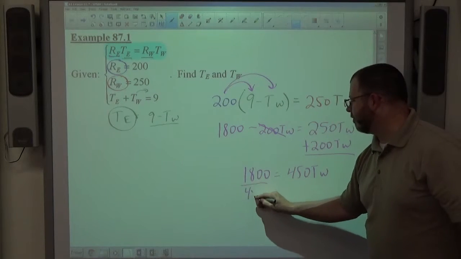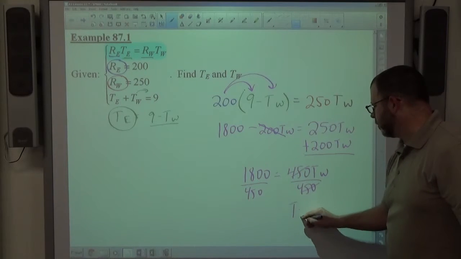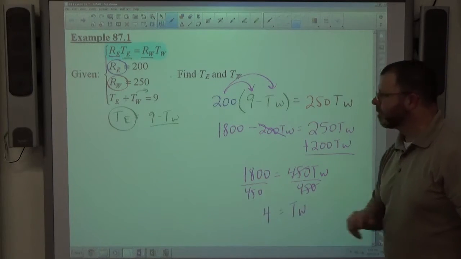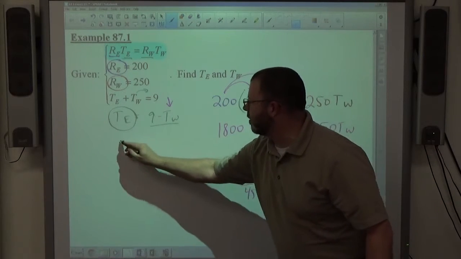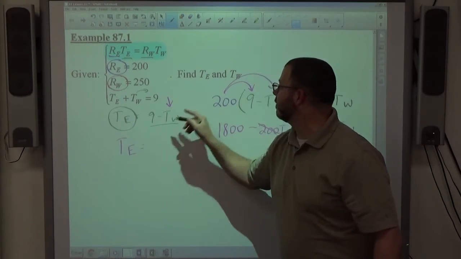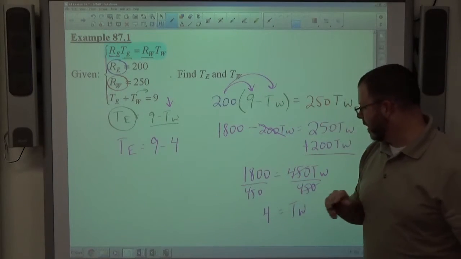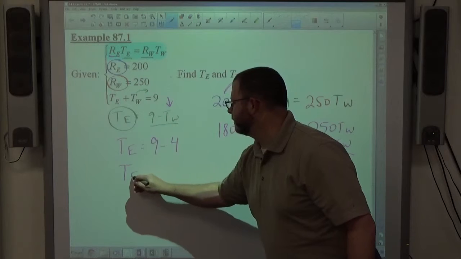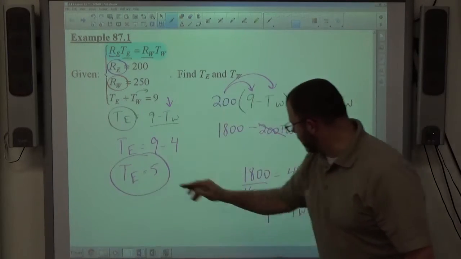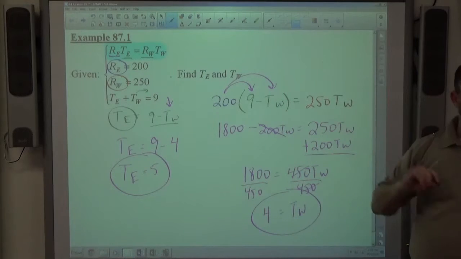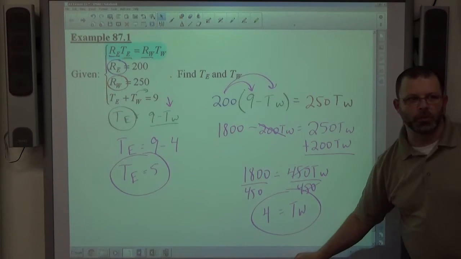Divide both sides by 450. That gives me that T sub W is equal to 4. Once I know what T sub W is equal to, I can put that right there. So now T sub E, the other thing we need to find, right, is equal to 9 minus T sub W, which is 4. And 9 minus 4 makes 5. And just like that, T sub E and T sub W have been found. System of equations solved. All is well with the world.